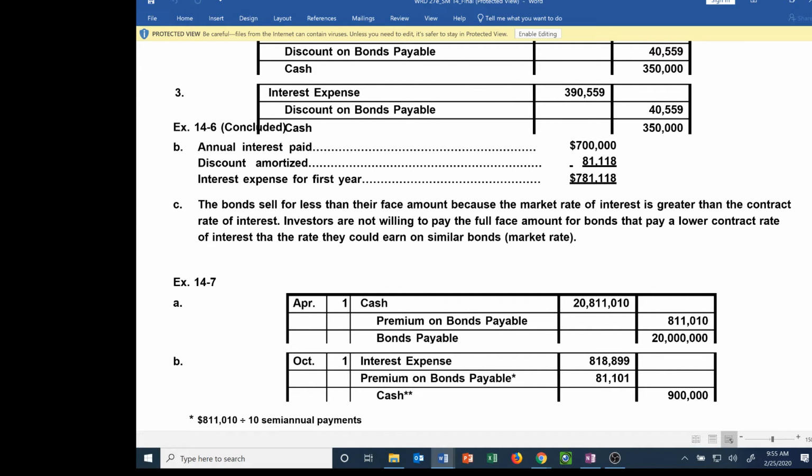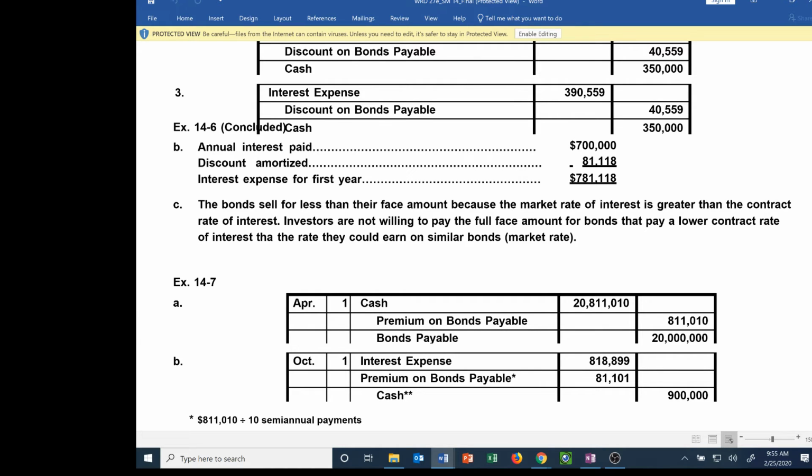Now divide 811,010 by 10 periods, 10 semi-annual periods. Divide 811,010 by 10. And you got what? You got 81,101. That subtracts. A premium will subtract from your real interest expense. To the 900, it's 899.